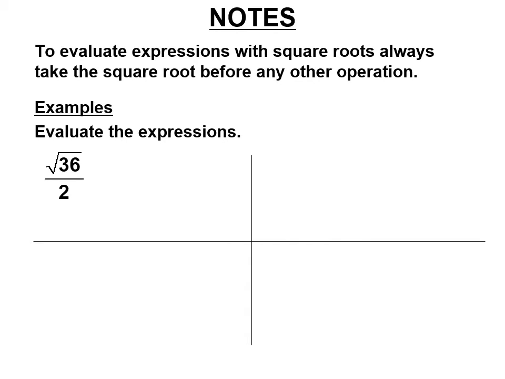Okay, so square roots are done before any other operation. They're like exponents. In fact, they are exponents, and we'll talk about that. They're also grouping symbols. So the square root of 36 is 6. So we're going to do the square root first, then 6 divided by 2. The answer to that is 3. Just do the square root first, and you'll be fine.